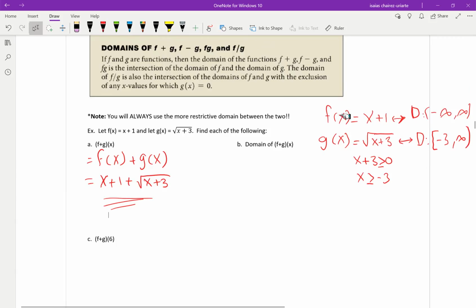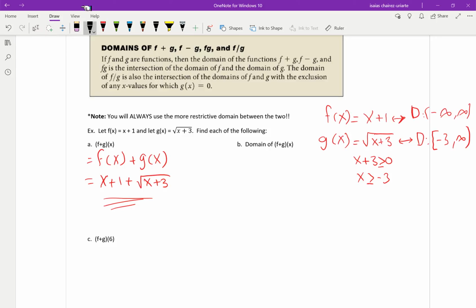We said that the domain of f of x was negative infinity to positive infinity. The domain of g of x is from negative 3 to positive infinity. Okay, so then that means that the domain of the sum, this new function that we just came up with, should be the overlap of these two sets, the intersection of these two sets. What's the intersection of these two sets?